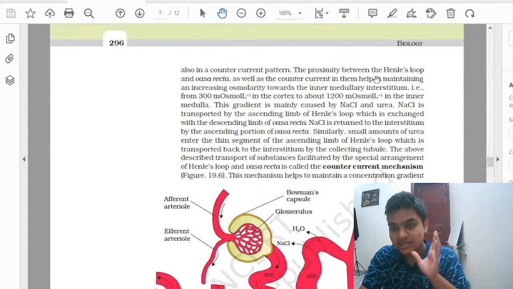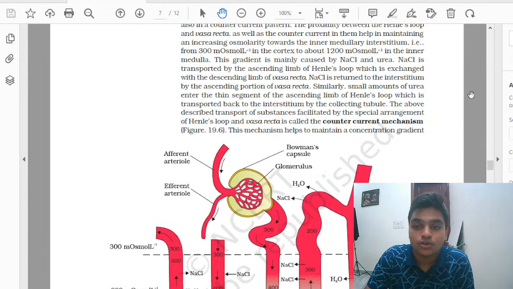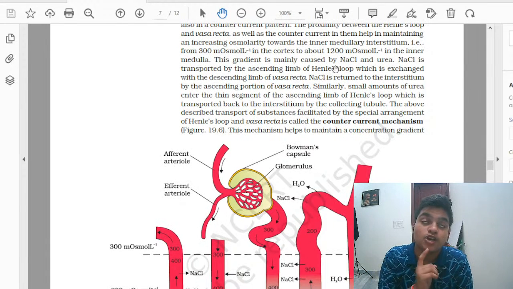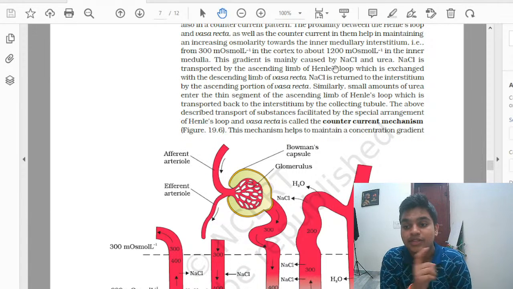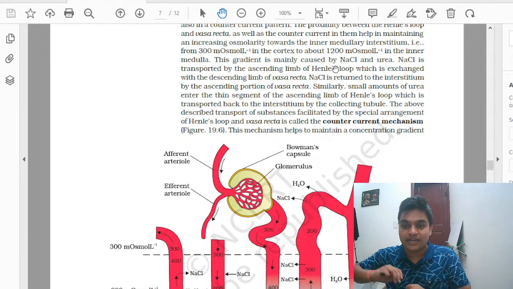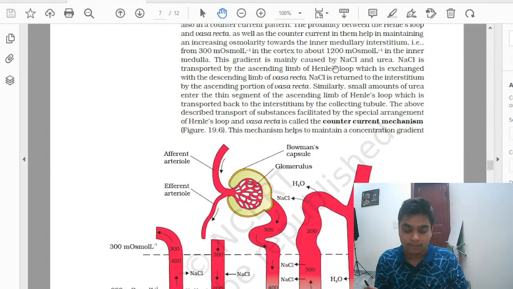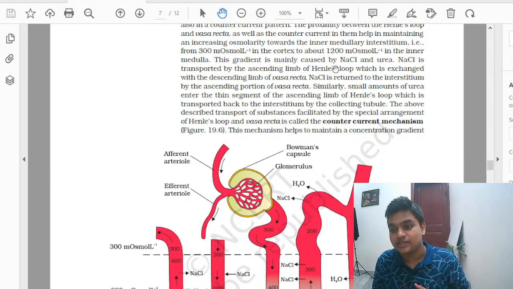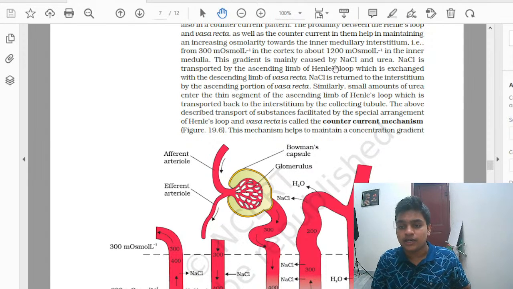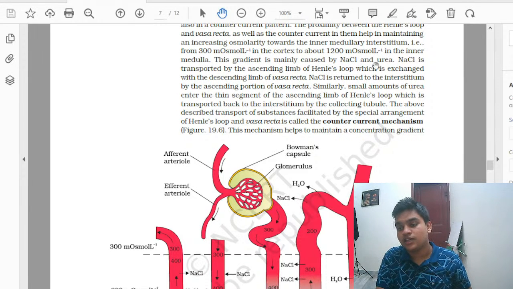Now this is generally maintained by the ionic gradients. I have already told you in the reabsorption that NaCl and urea are reabsorbed and secreted one after the other, reabsorbed in some part and secreted in some part, in order to maintain this osmolarity, in order to maintain the ionic gradients.